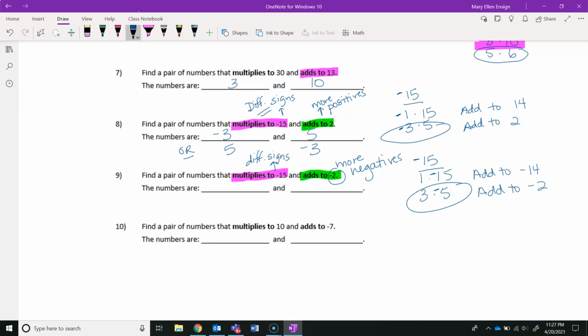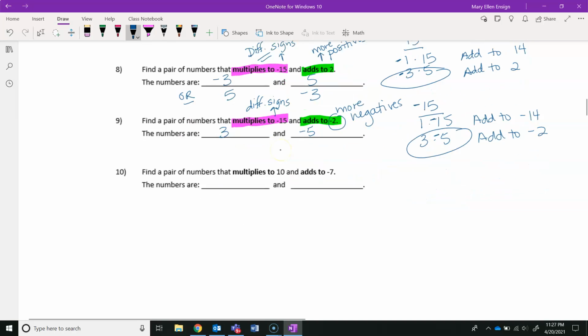So now I have 3 and negative 15. They both multiply to negative 15, and they have similar answers when we add, but one is positive and one is negative because of what there are more of.